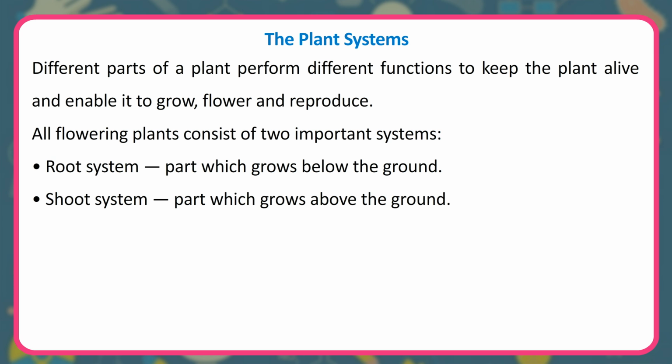The plant systems. Different parts of a plant perform different functions to keep the plant alive and enable it to grow, flower and reproduce. All flowering plants consist of 2 important systems. Root system, part which grows below the ground. Shoot system, part which grows above the ground.